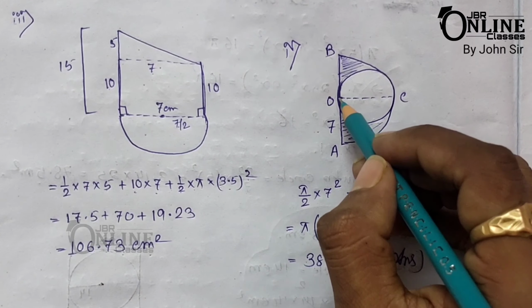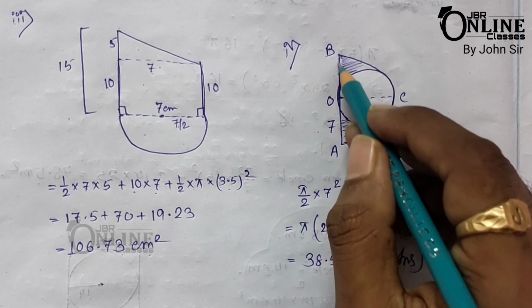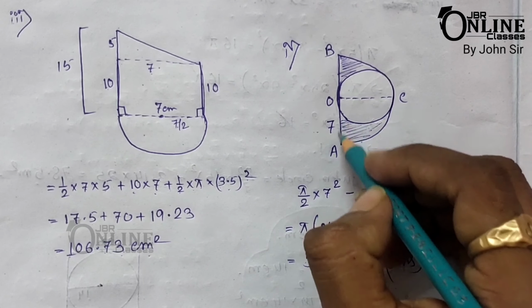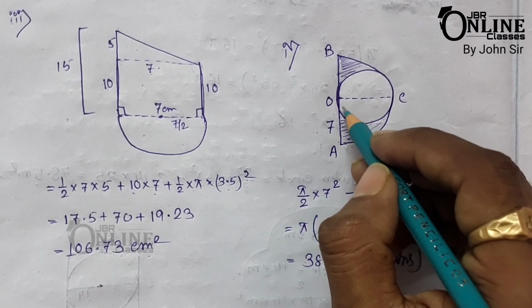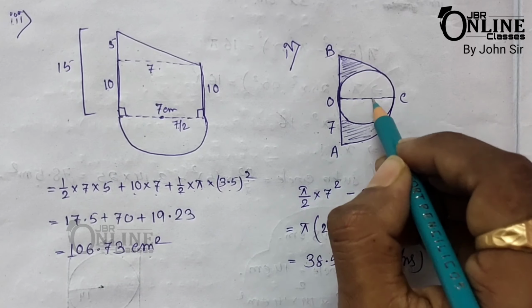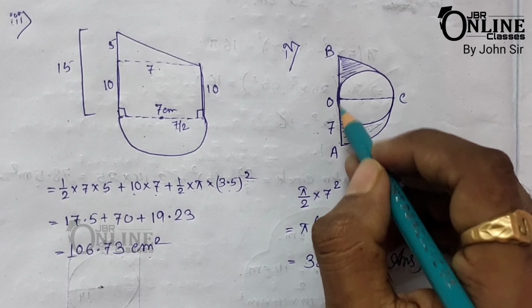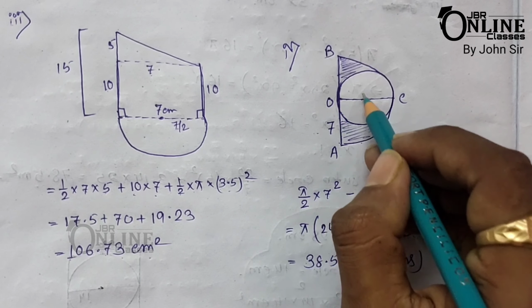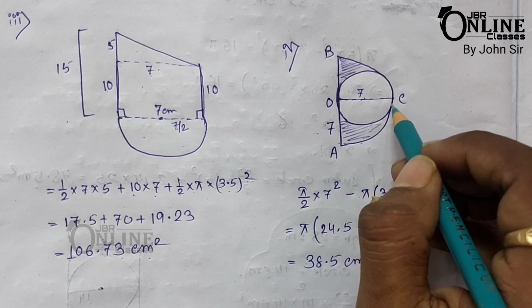So as here O is the center of the semicircle, it's given, and OA is equal to 7. So if OA is the radius, then OC is also a radius of the semicircle. That means OA equals OC. So here OC is equal to 7 centimeter again.